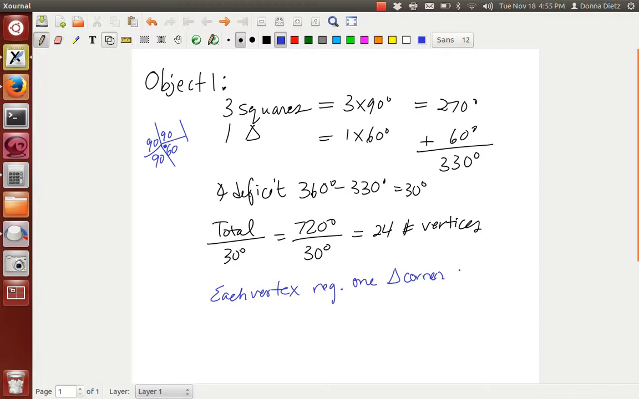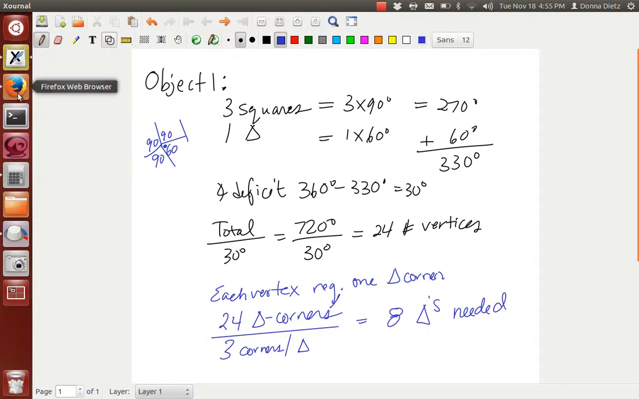So each vertex requires 1 triangle corner, and so you have 24 triangle corners divided by corners per triangle, divided by 3 corners per triangle, is going to give us 8 triangles needed.